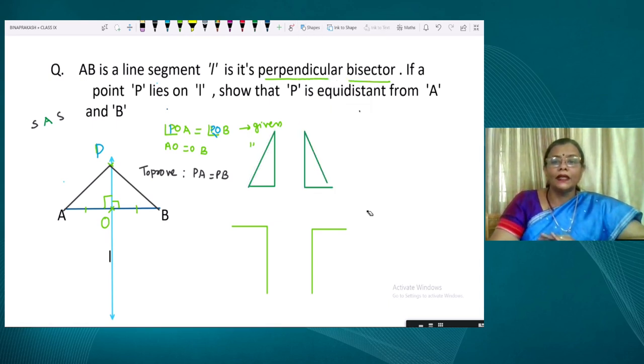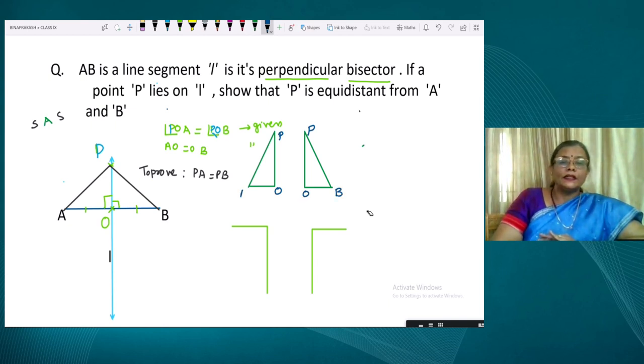This is the triangles I am getting. I have split the two triangles, separated the two triangles. I will be labeling accordingly. That is, this still point remains as P. This is the point P. This is point O. This point is B. This point is A.